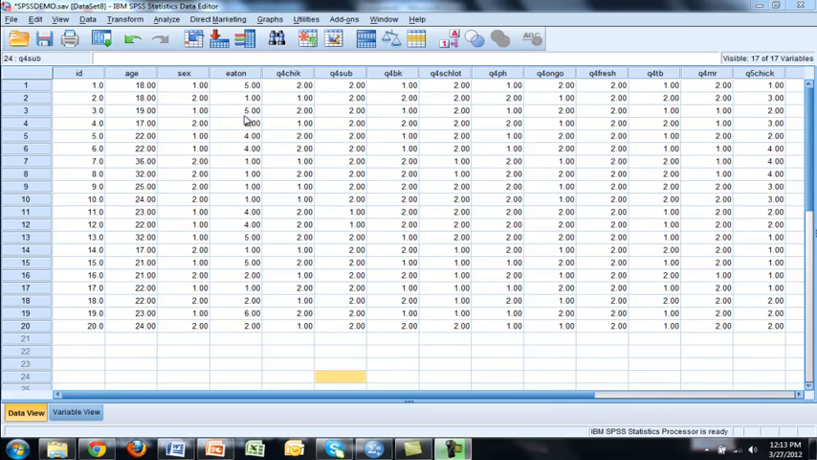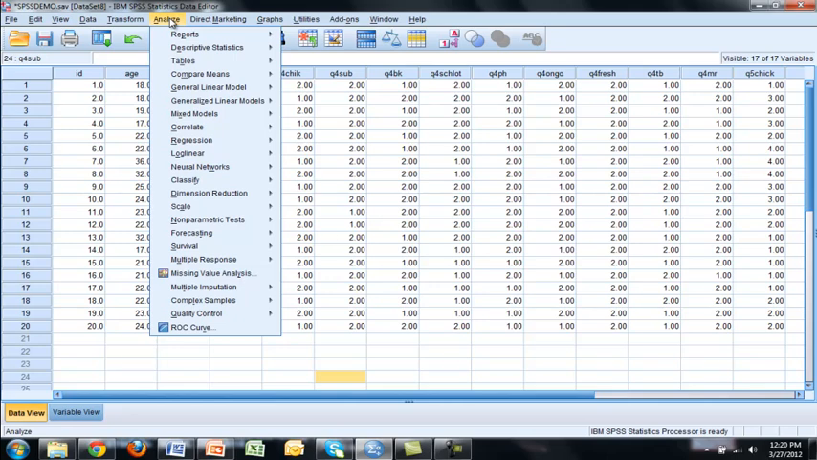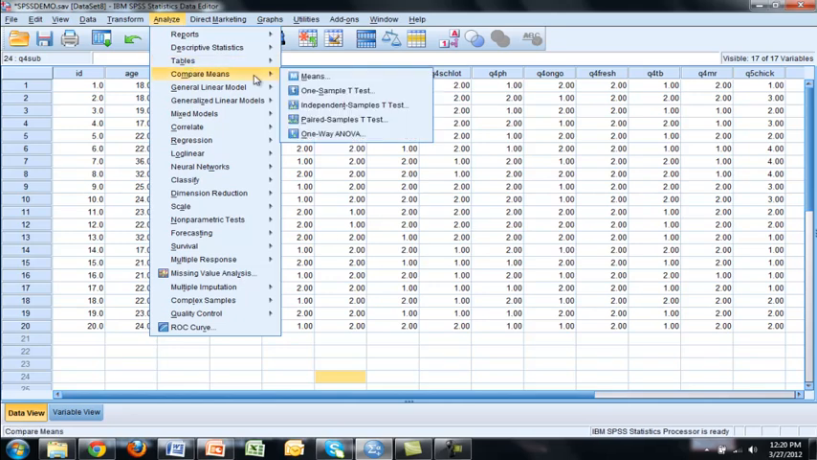Contrast this with the previous example where we did sex, which is a categorical variable, and Taco Bell as their favorite restaurant, which is also a categorical variable, so we used a crosstab. To run an ANOVA, we go Analyze, Compare Means, One-Way ANOVA.